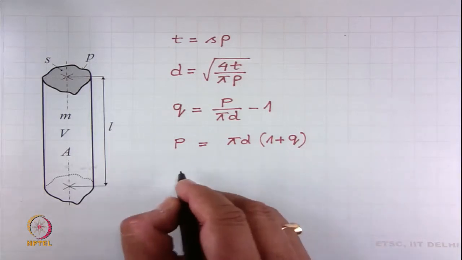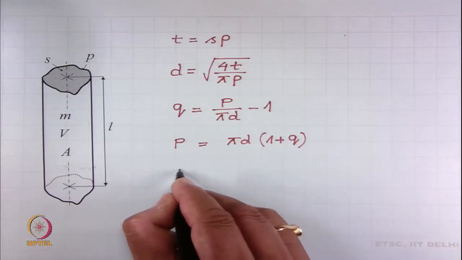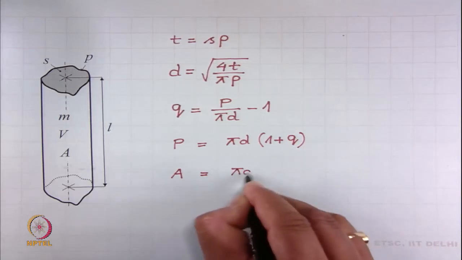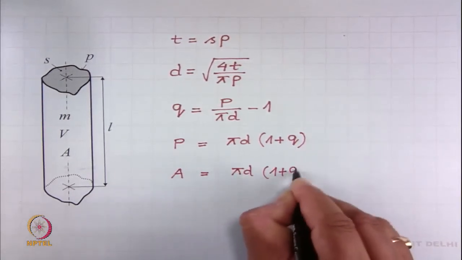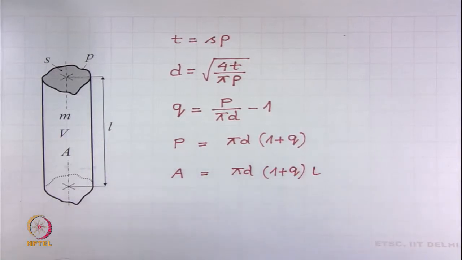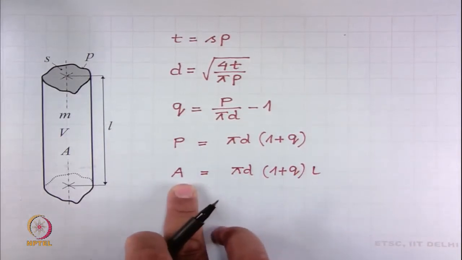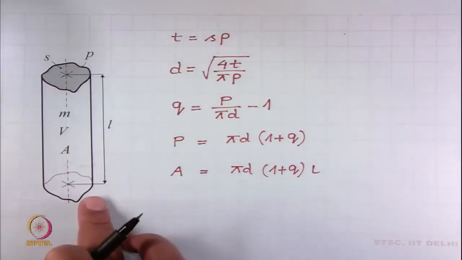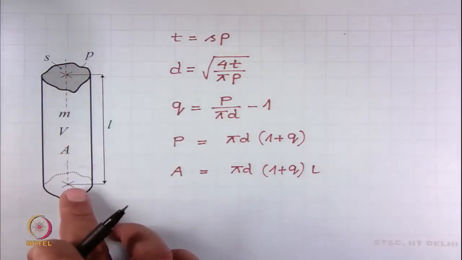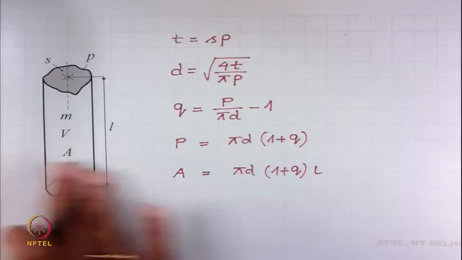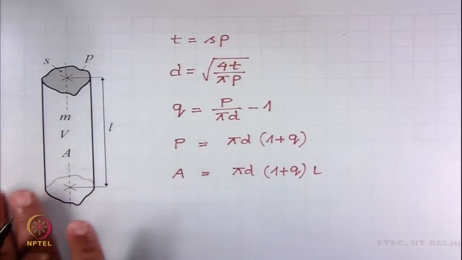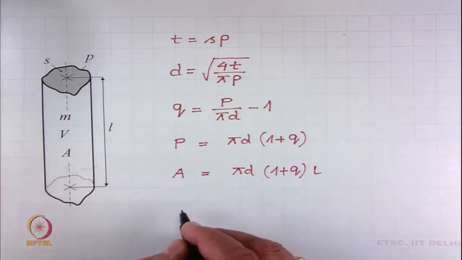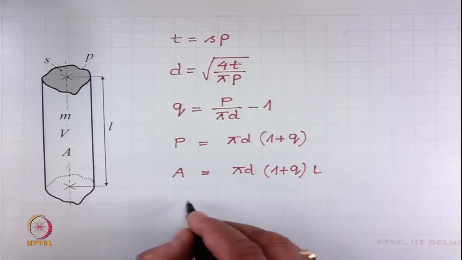Then we established an expression of fiber surface area, capital A, which was equal to perimeter into L. You remember, while deriving this relationship, we ignored the topmost area and the bottommost area of the fiber, because these two areas were negligibly small as compared to the area available on the surface. Then we established another relationship related to fiber surface area per unit mass.